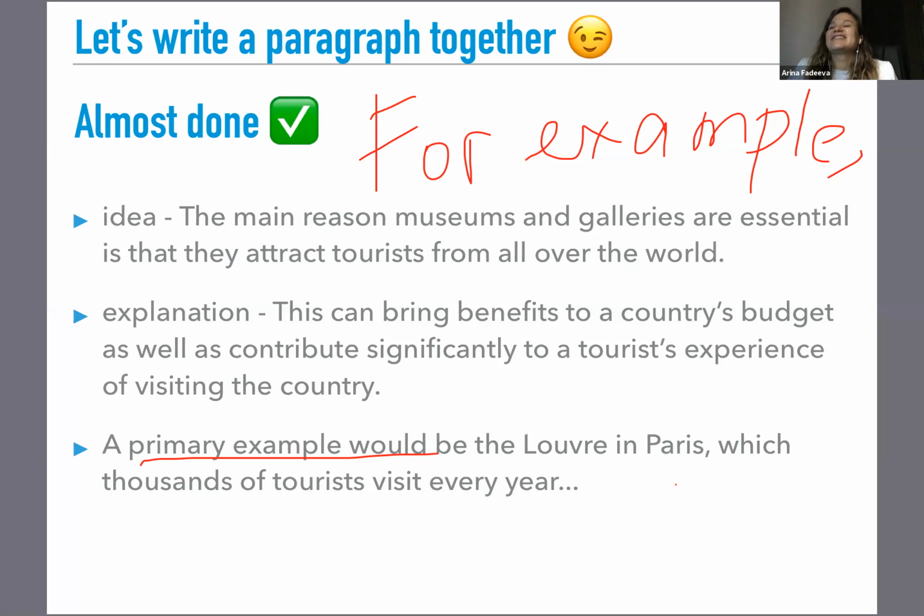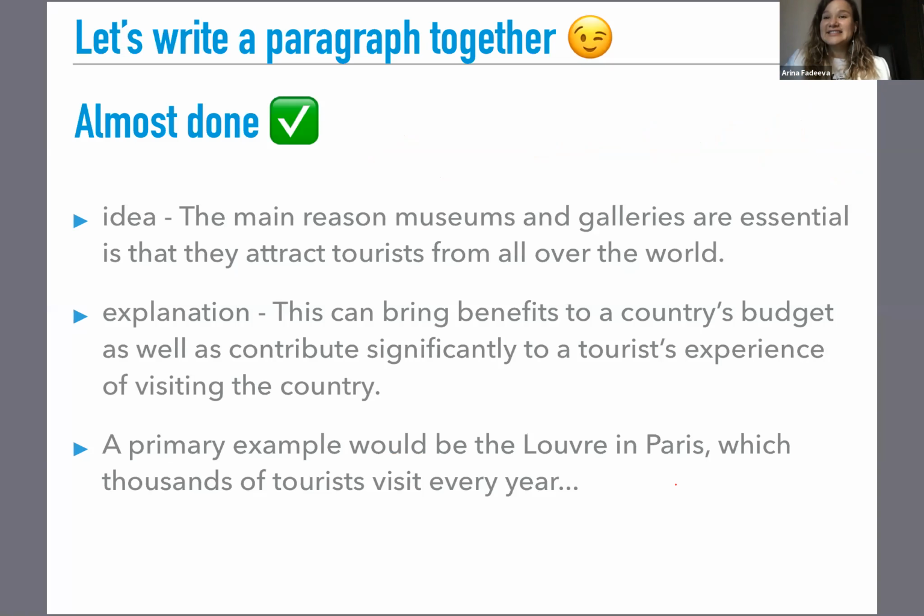Yeah. So, okay, let's try to write the second paragraph, but now I'm going to use your ideas. Remember, the first paragraph is about your position on whether we need museums or not. We decided that we do need them. We explained it with an idea that it's good for tourists, it's good for a country, and it's good for experience.